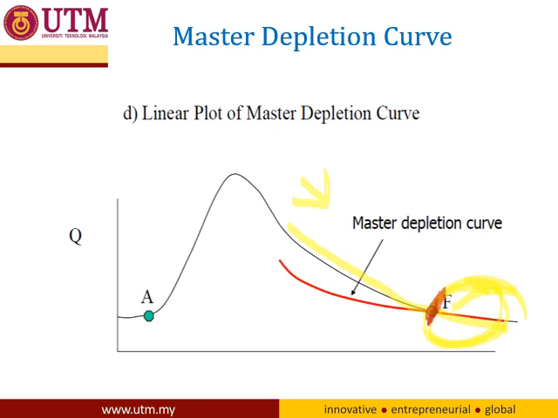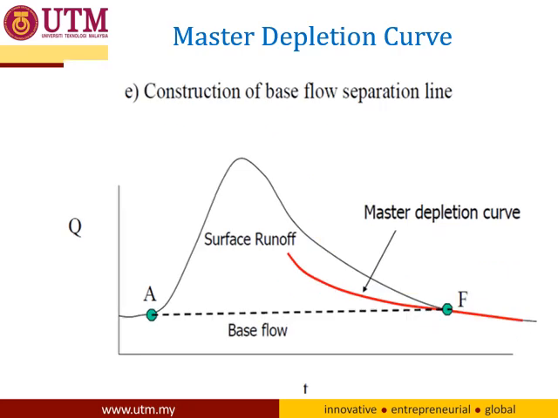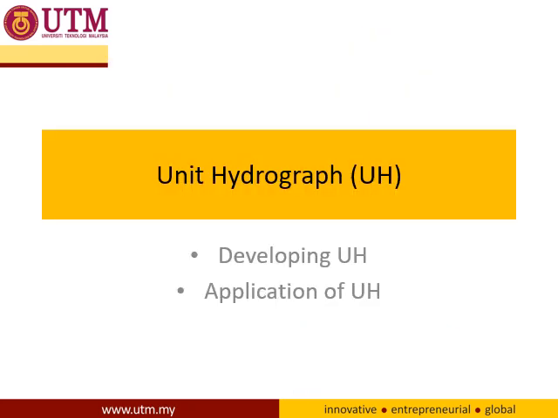So next we can draw from point A to this F. So this is what we assume. Okay, so underneath this line is the base flow. Alright, so we learn how to separate from the original hydrograph. We separate the runoff from the base flow. Okay, so now we go into unit hydrograph.